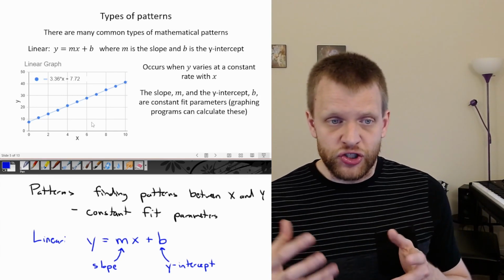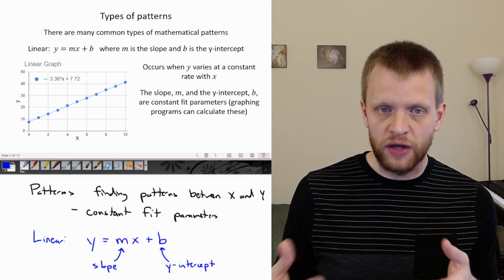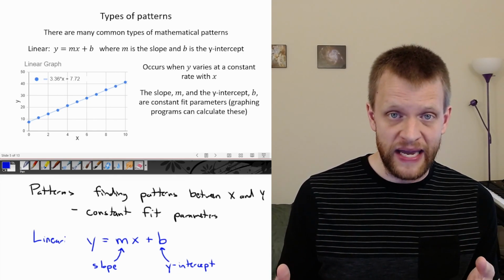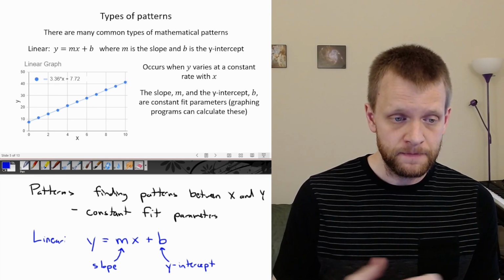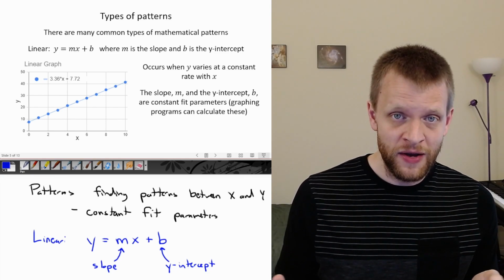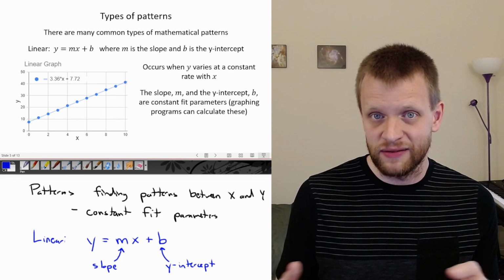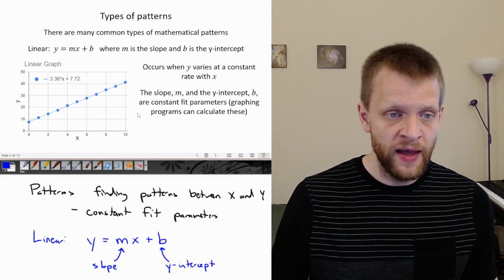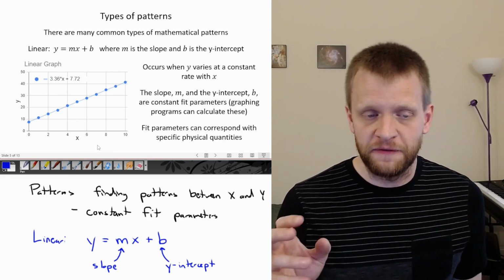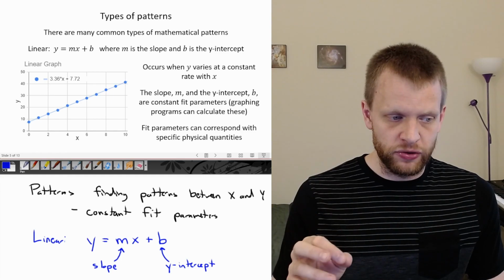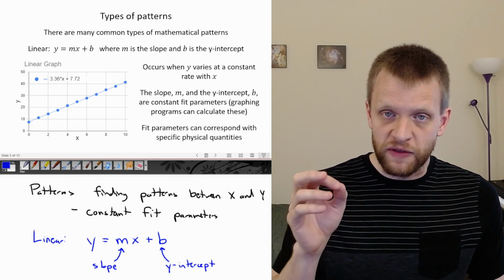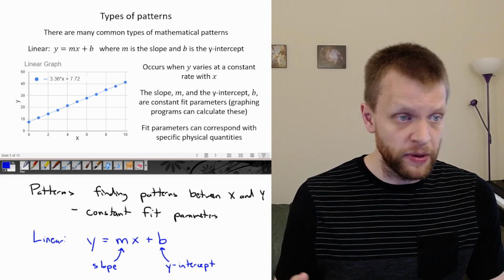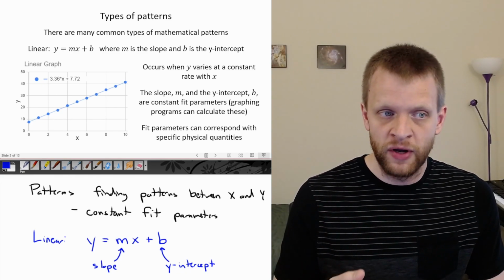Again, the slope m and the y-intercept b are constant fit parameters, and our graphing programs are generally going to be able to measure this for us. You can measure these by hand, but if we're graphing this in something like Google Sheets, we can get the computer to solve those parameters for us. In a little bit, we're going to find how these fit parameters can be associated with very specific physical quantities. We're going to talk about that a little bit later, but here's our first, easiest pattern, the linear graph.